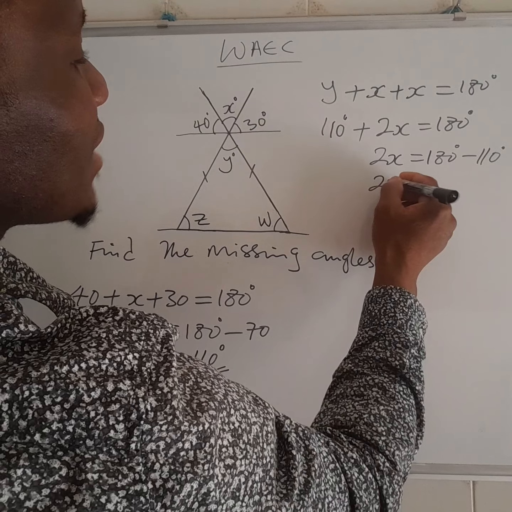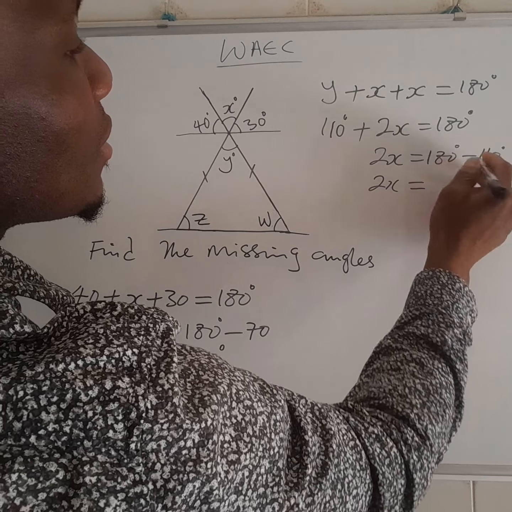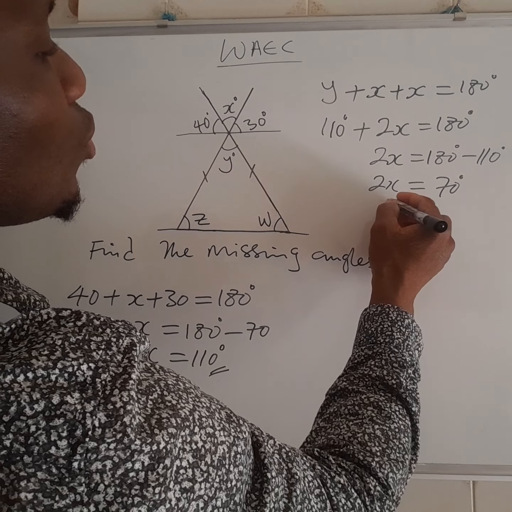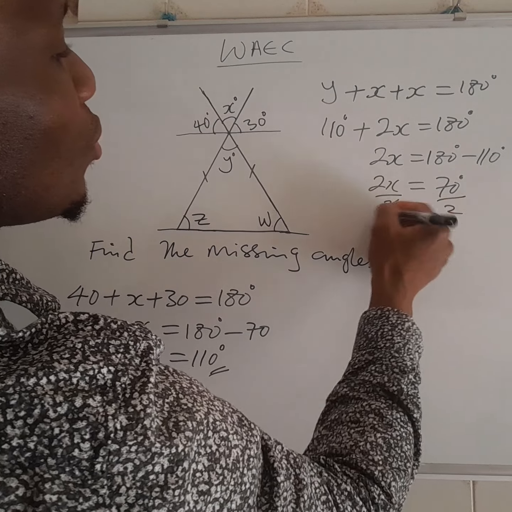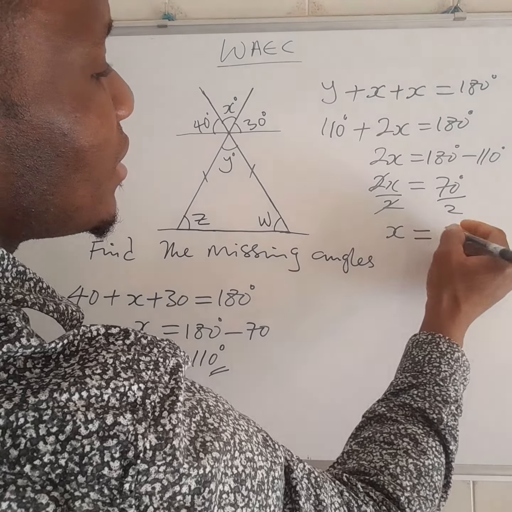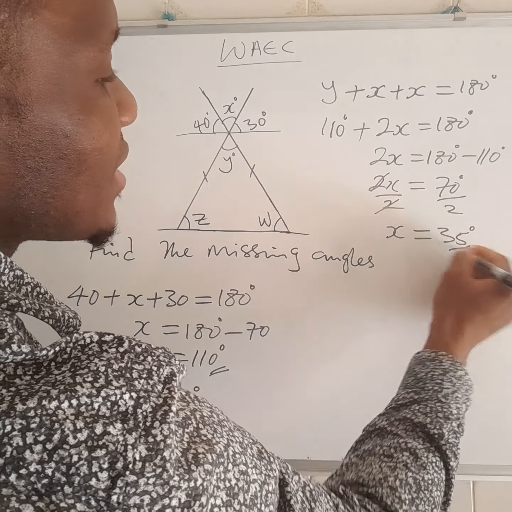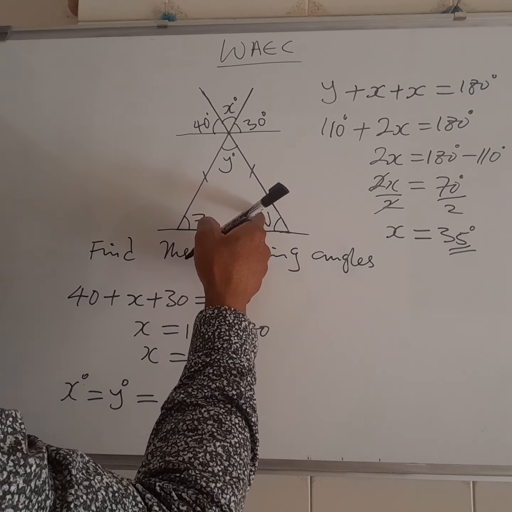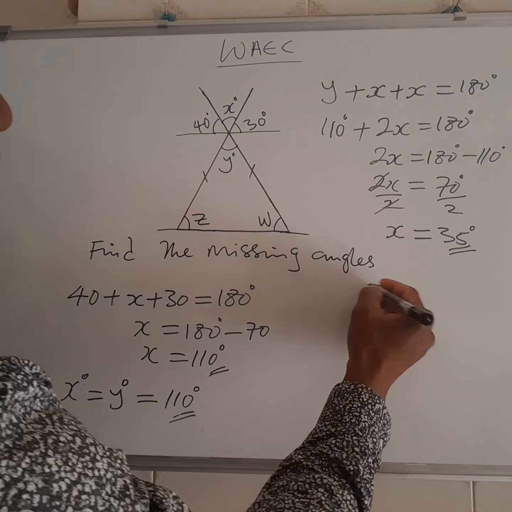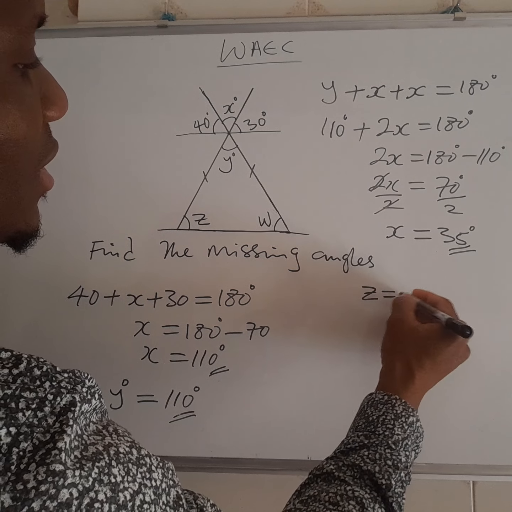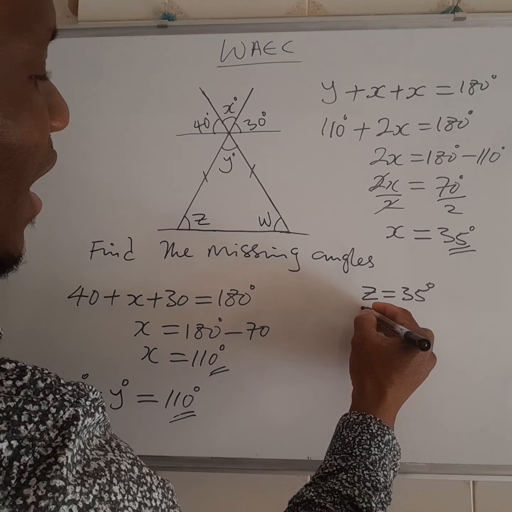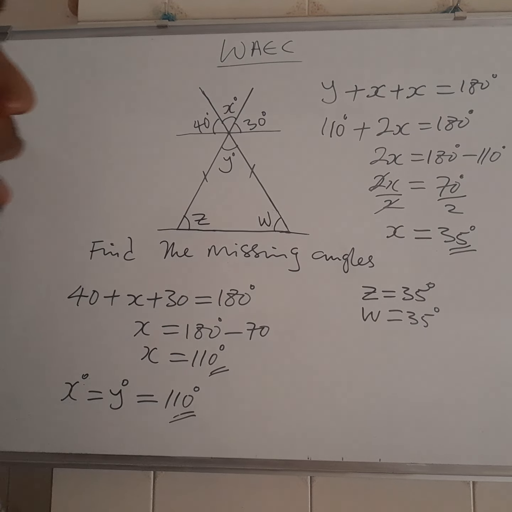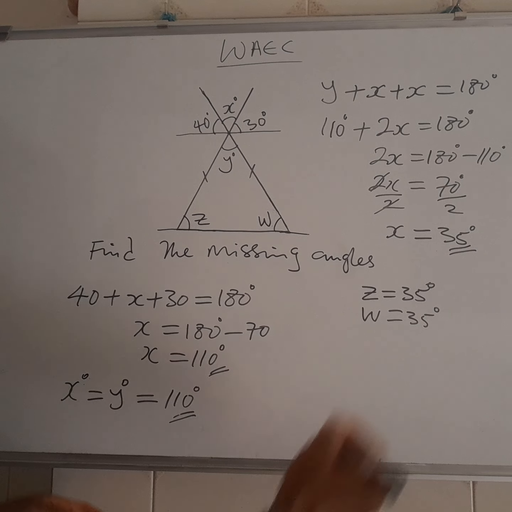So when you subtract, you have 70 degrees. You divide both sides by 2, and you have it that your S is equal to 35 degrees. So your 35 degrees, that is S, the base angles. This means your Z is equal to 35 degrees, and your W is equal to 35 degrees, because they are base angles of an isosceles triangle.